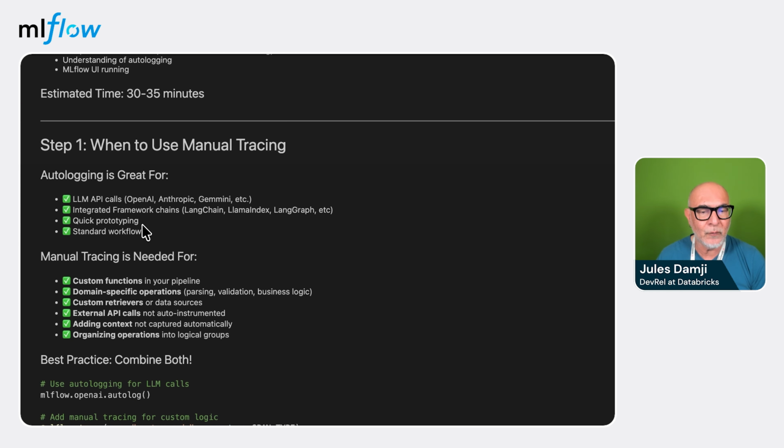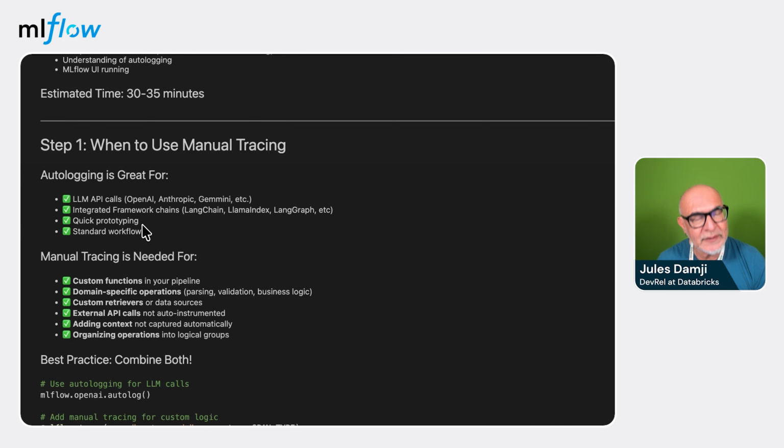So again, to repeat, when is it that you want to use manual tracing? Autologging is great if you're making LLM calls to Anthropic or OpenAI or any of the foundational providers. If you're using integrated frameworks such as LangChain or LlamaIndex or LangGraph, you can use just one single line of code to capture all the information that you need. And it's good for quick prototyping to find out what the traces are revealing to you, which are very typical of standard workflows as you interact with these LLM providers.